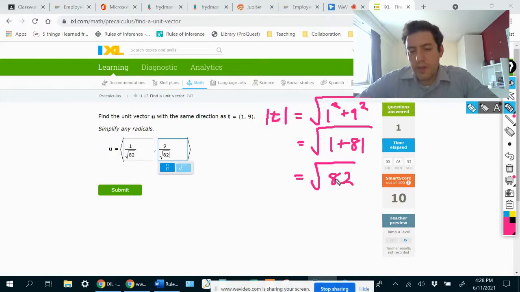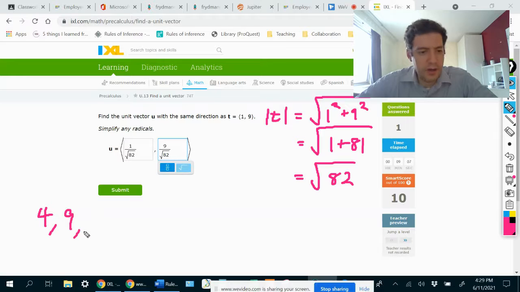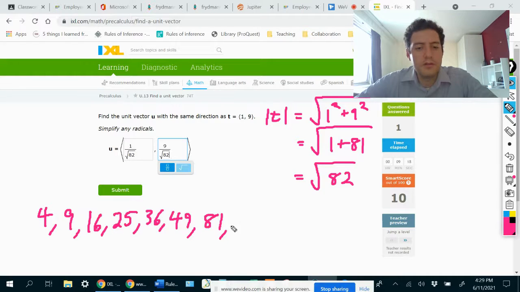So what I would be looking for in order to simplify this is: is this number divisible by any perfect square? Then I might be able to simplify it. Let's see. 4 is a perfect square, 9 is a perfect square, that's 3. 16 is a perfect square, 25, 36, 49, okay, 81, whoops, I skipped 8 squared, 64, 81, 100.